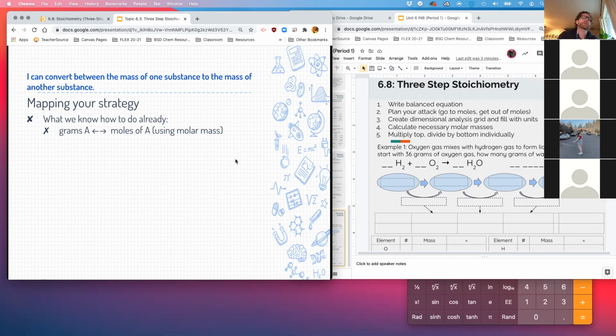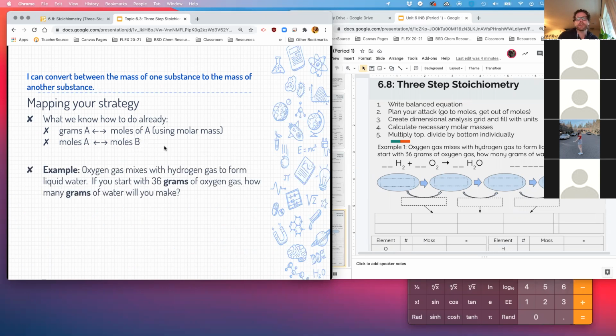You already know how to go from grams of something into moles of something. Use molar mass. We've practiced that. You also know how to go from moles of one thing to moles of another thing. That's using the balanced equation. And both of these are using dimensional analysis. But let's look at this example problem.